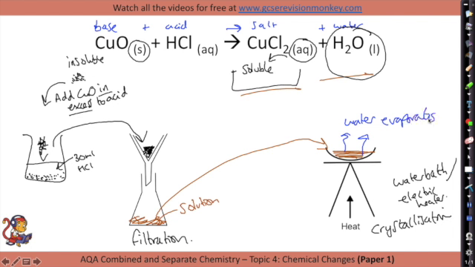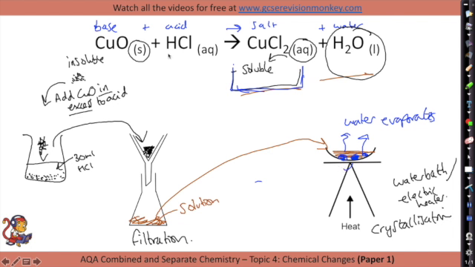And that will leave us, after a while, we might take it off the heat and leave it to finish evaporating off the heat, but we will end up with crystals left in our evaporating dish where we've actually extracted our salt crystals. So you need to be able to describe this method and say step by step what you need to do to create your soluble salt.